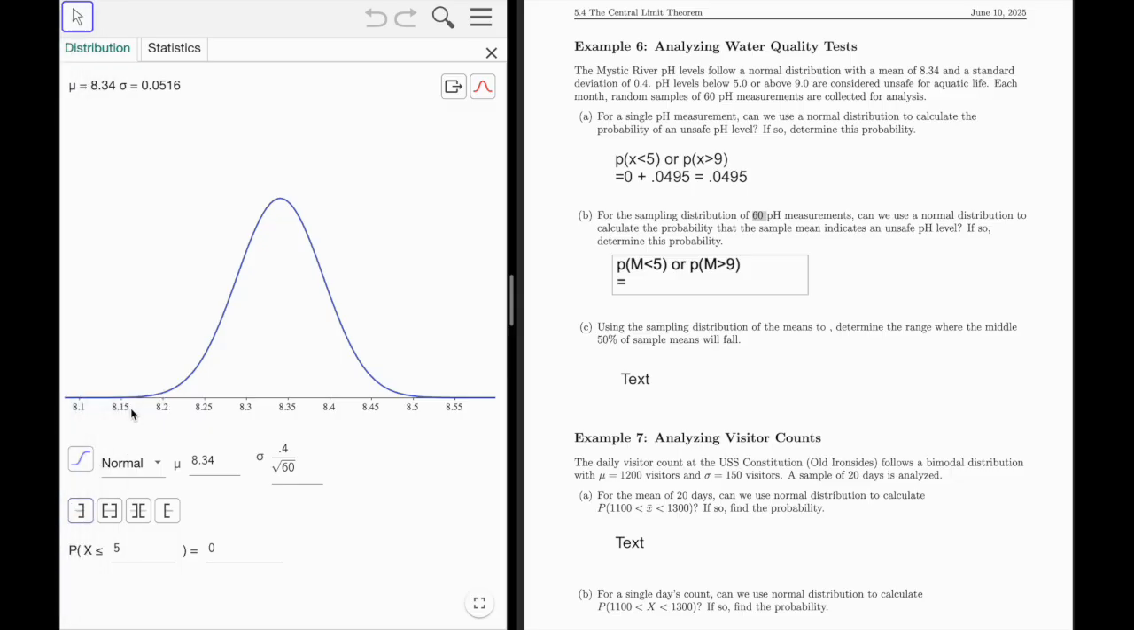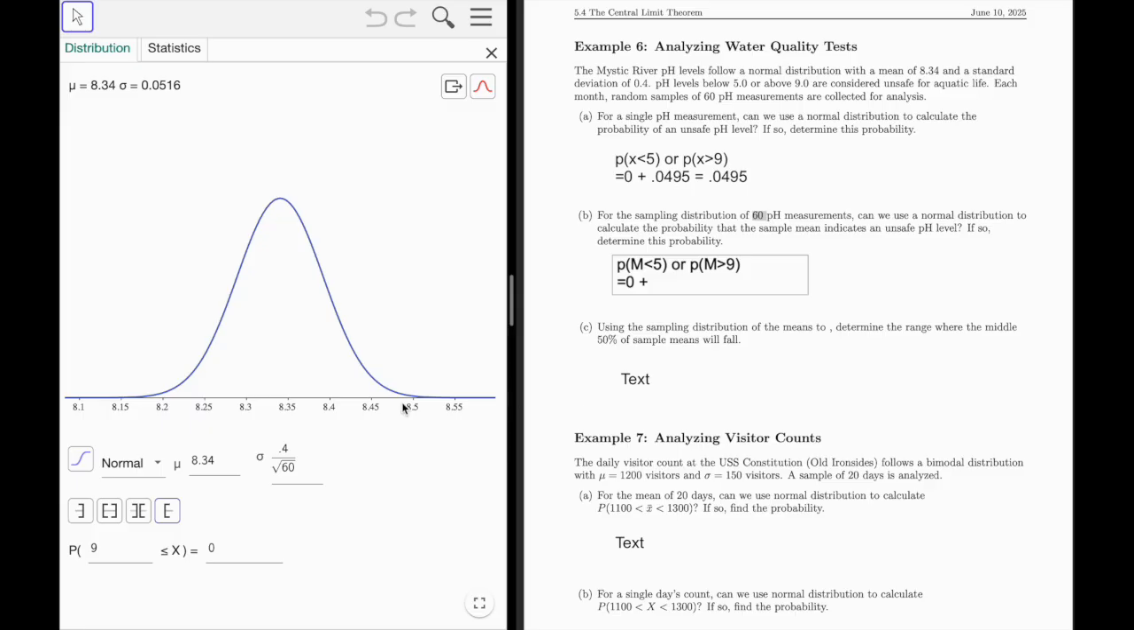Now, 5 is way off to the side, so we're going to get 0 again. Very, very small. Now I'm going to do the same thing for greater than 9. So I'm going to change my brackets. I'm going to put in greater than, and I'm going to change this to 9. And again, this is so small. See how 9's way off here?